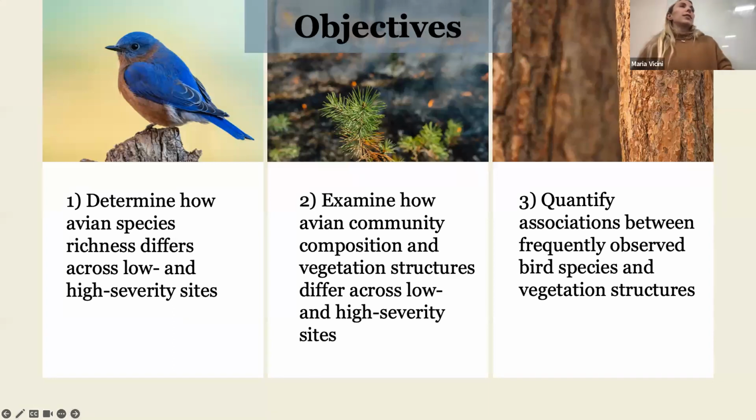So moving into the objectives as a summary of that, to design our study, here are the objectives I settled on. The first two are more community-oriented, and then the third is more species-specific to get at those species vegetation links and associations. So the first is to determine how avian species richness differs across low and high severity sites. The second was to examine how avian community composition and vegetation structures differed across low and high severity sites. And then that third is to quantify associations between frequently observed bird species and specific vegetation structures.